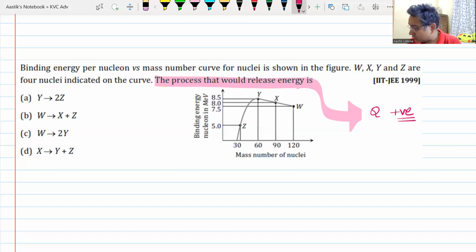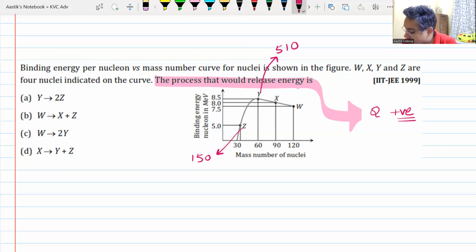Now, to find out this, Q value is the binding energy of products minus binding energy of the reactants. We have to find out the binding energy of all these particles. What is the binding energy of this? Binding energy per nucleon is 5, and there are 30 nucleons, so the binding energy of this is 150. The binding energy of this Y, it has 60 nucleons, and that is multiplied by 8.5, so 60 into 8.5. How much would that be? 6 into 8 is 480, and then you add 30, so 510.